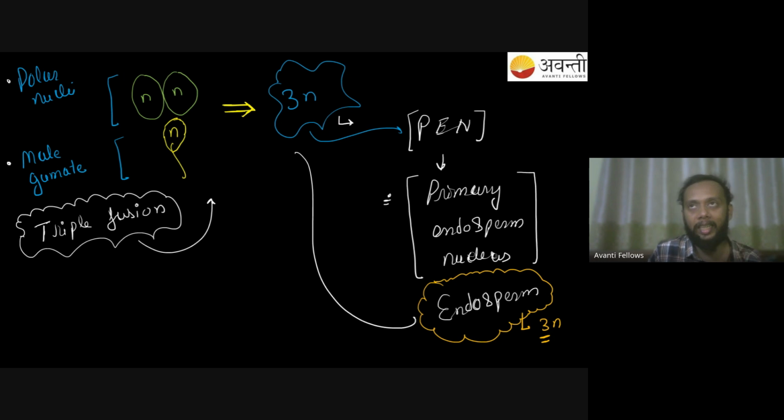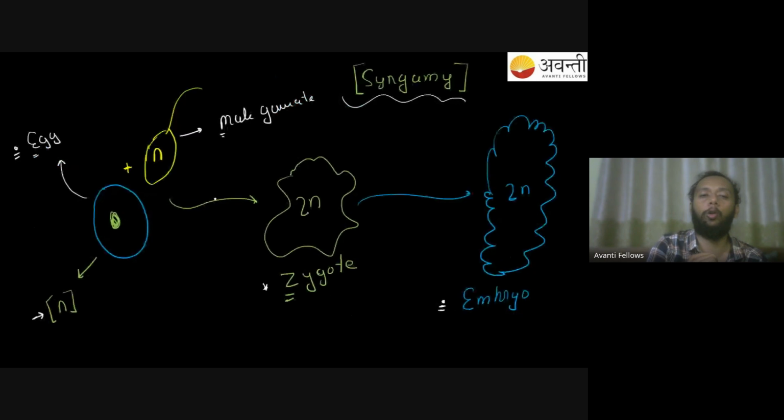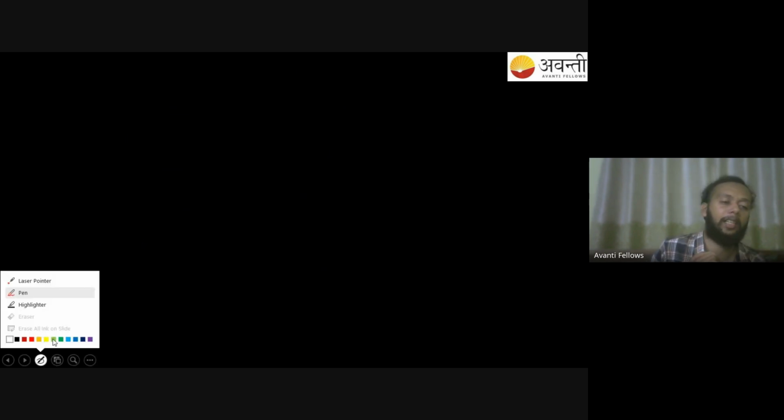Okay. And collectively, there is a single term. You can see that one male gamete is fusing with the polar nuclei, and the other male gamete is fusing with your egg. So collectively, these two events are called my double fertilization.